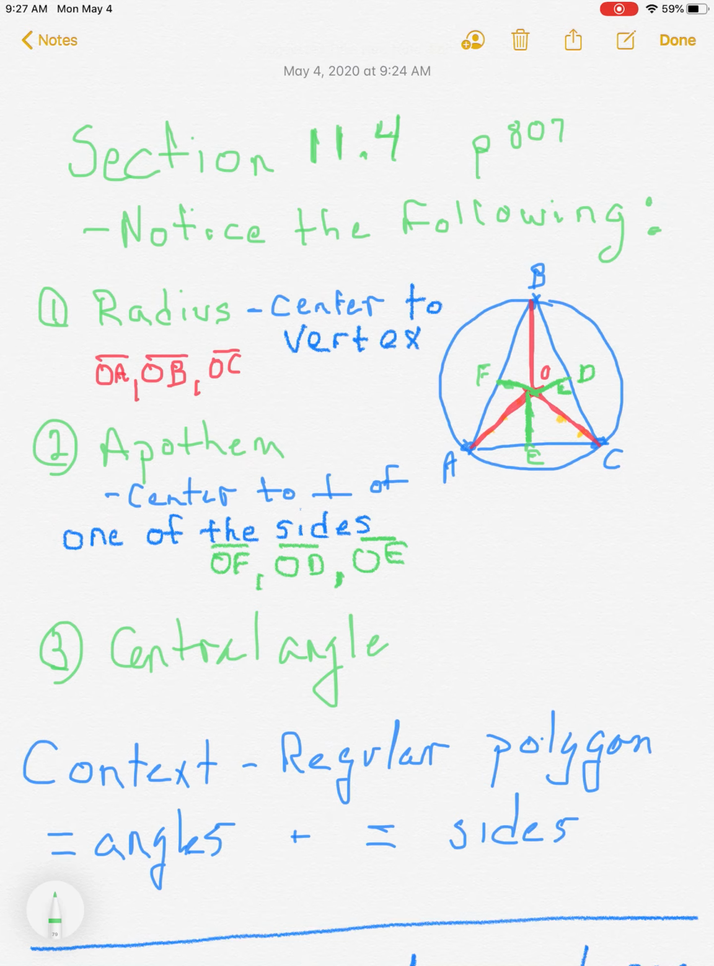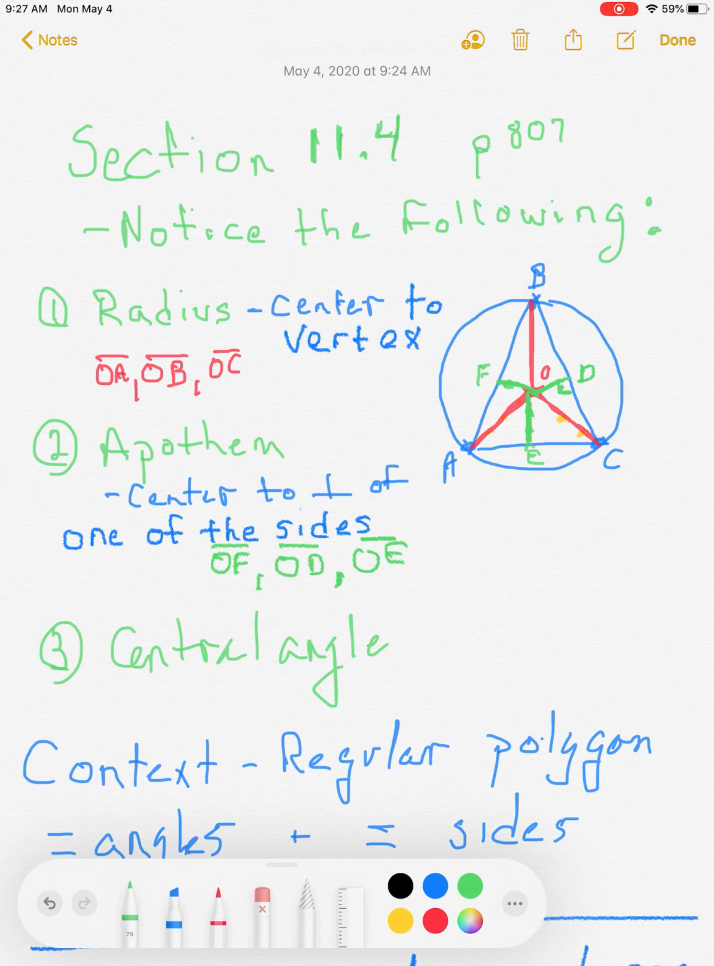I need you to notice some terms here. At least one of them we have not seen before. First of all, we have a figure on page 807 that is a pentagon, a five-sided figure, and they have defined some terms for us that I've also shown in my notes. The first thing that we see defined on this page is the term radius. The radius goes from the center of the figure to the vertex. Vertex, of course, is where any two sides meet.